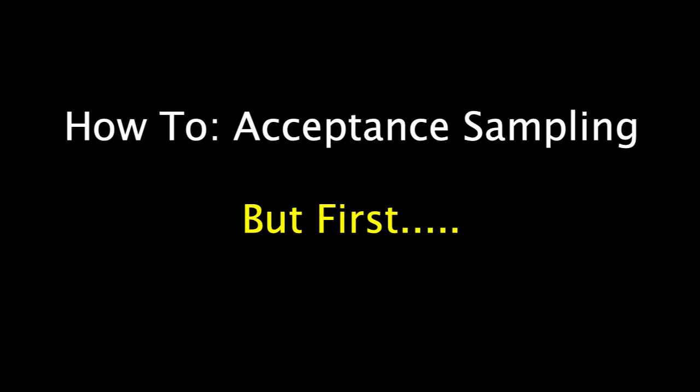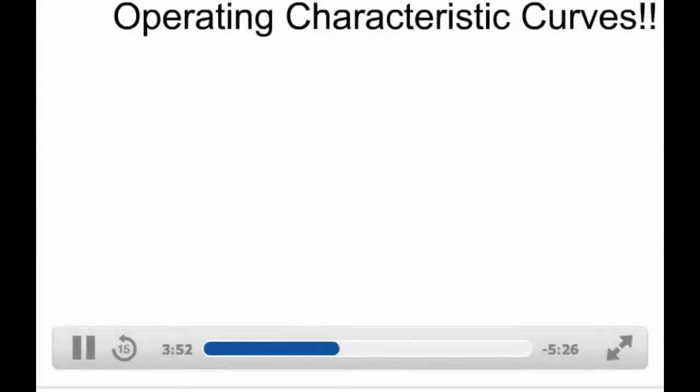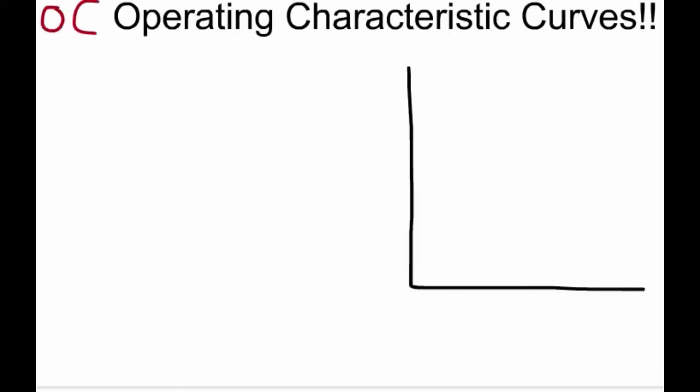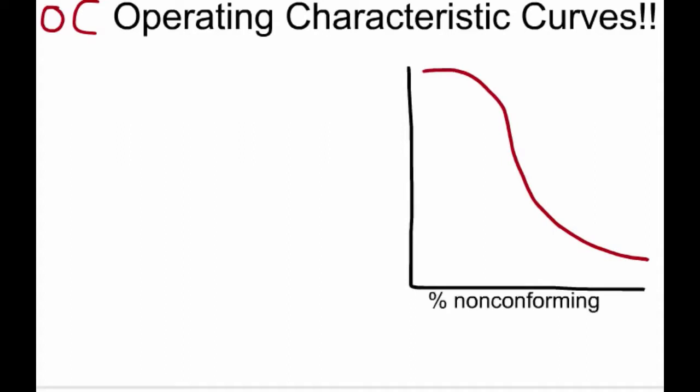Okay, so what I want to show you next is operating characteristic curves, also commonly referred to as OC curves. I'm going to draw for you what these curves generally look like. This is going to be the end product, and the x-axis is going to be percent non-conforming. We're going to commonly write it down as 100 times the percent non-conforming in that lot.